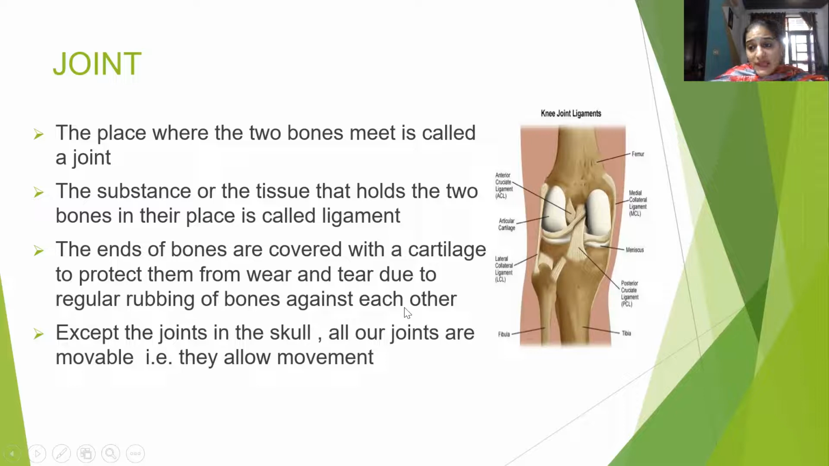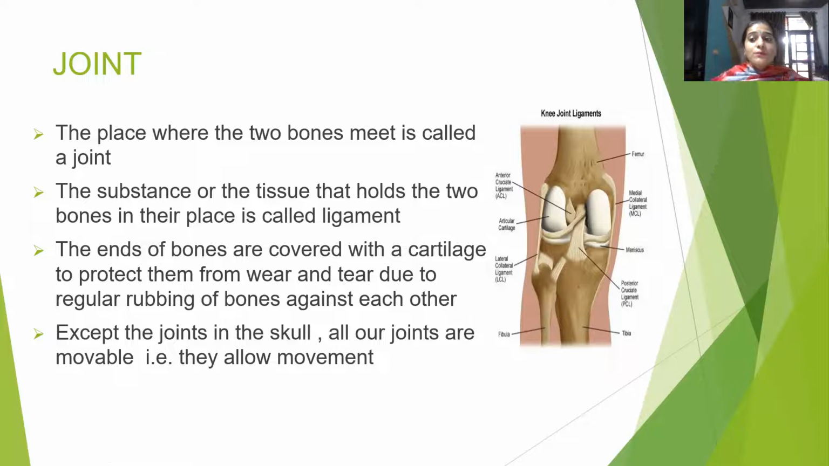What happens when we bend our knees? When we walk or bend, our bones would rub together if this cartilage were not present. Except for the joints in the skull, all our joints are movable. Only in the skull are they fixed, as we have already studied. How many bones does our skull have? Do you remember? Yes, you are right. 22 bones, out of which 8 bones are in the skull and 14 bones are in our face.